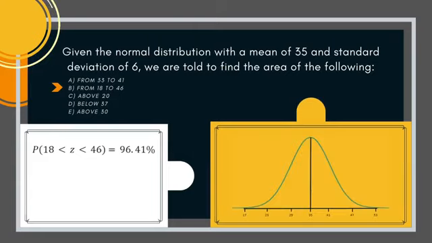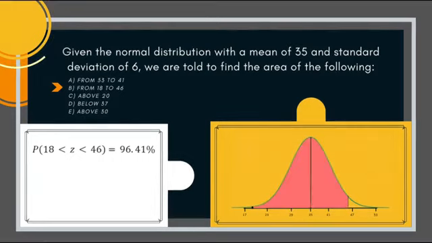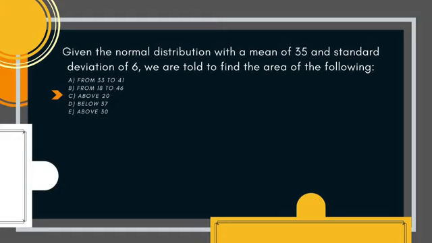So, same as the previous graph lang, the mean is still 35 and the interval between the values is still 6. Sa ngayon naman, ang mamarkahan naman natin na values ay ang 18 at 46 at after this, makikita na natin ang area na nasa pagitan ng dalawang values na yon. So, just highlight the area between the values and the graph will be complete.